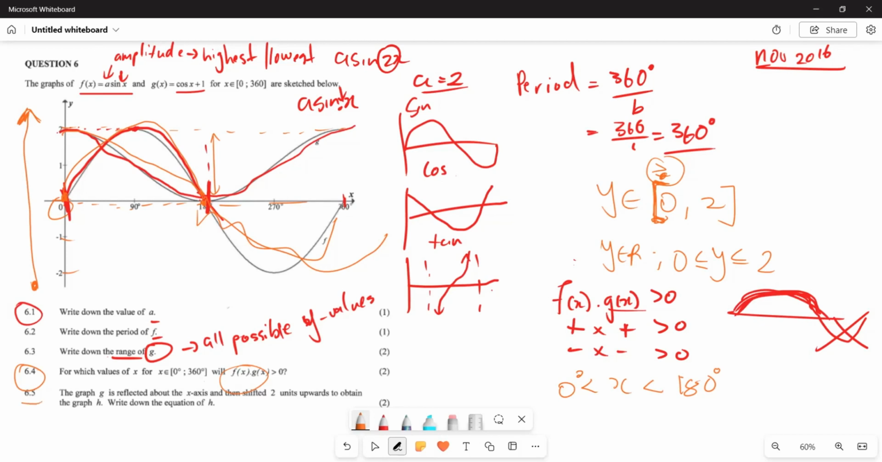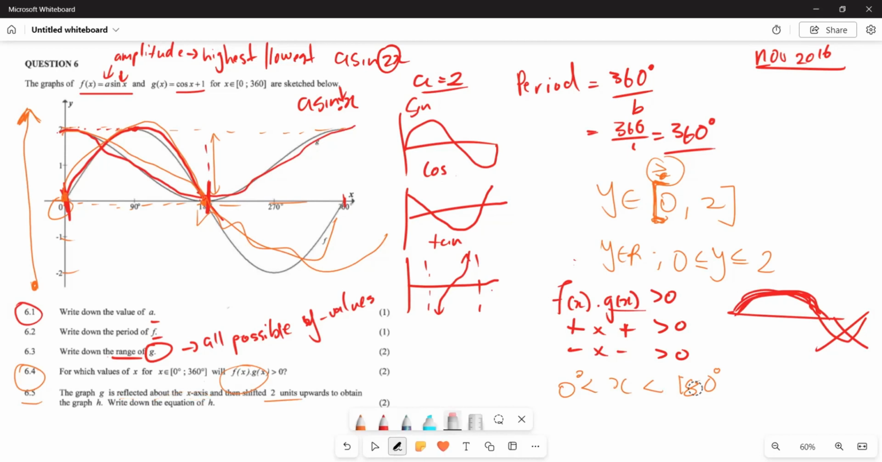Now this one, they say the graph of g is reflected about the x-axis and then shifted 2 units upward to obtain the graph of h of x. Now, what is it that you're going to do? Let's start here. Whenever they talk of reflection, right? When they say about the x-axis, it means your y changes.